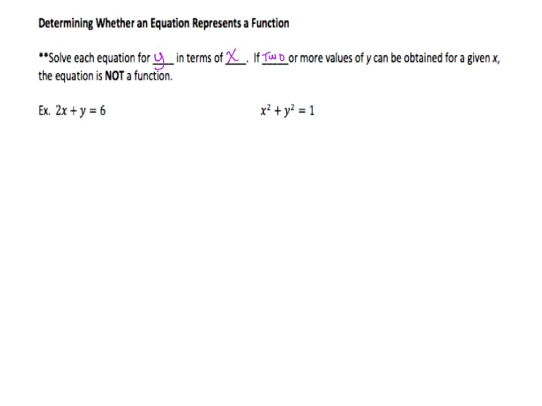For this first one, if I want to isolate y, the first thing I'm going to do is subtract 2x from both sides. And I'm left with y equals negative 2x plus 6. So if I plug a value in for x, I'm going to get one and only one value out for y. That's a linear equation. By the way, all linear equations are functions.